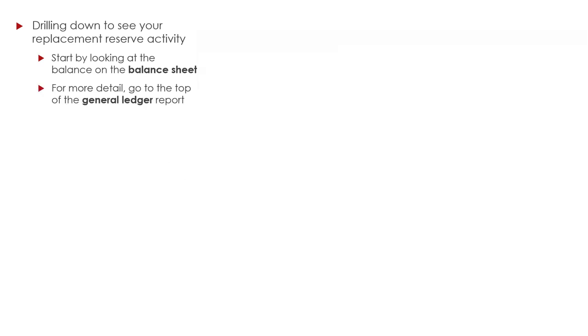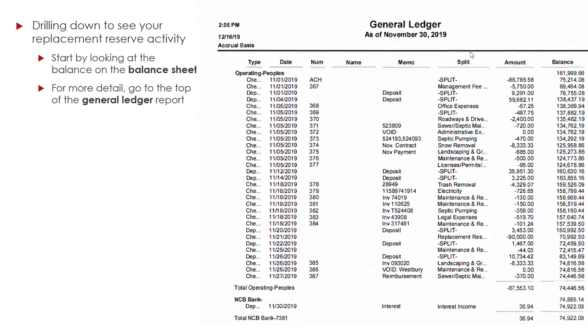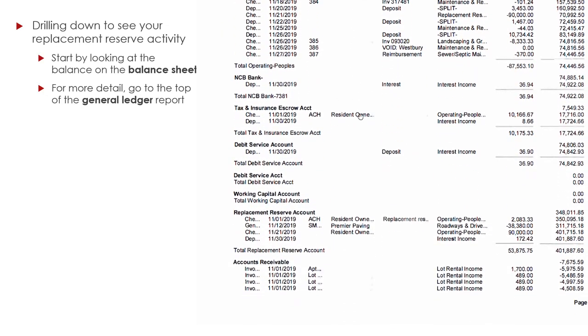For more detail on the month activity in this replacement reserve account, you can scroll or thumb through your financial packet until you find the rather lengthy general ledger report we talked about in the prior video on understanding budget variances, which I'll put a link to below. The very first page of this general ledger report has ledgers for all your various accounts. Look for the one with the replacement reserve label.